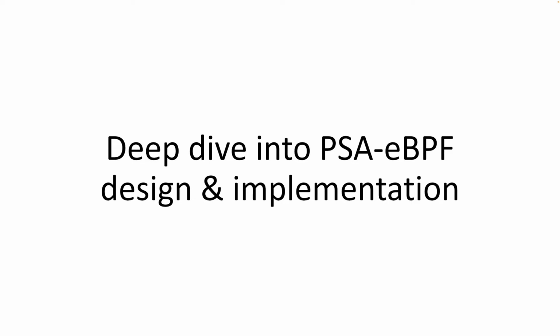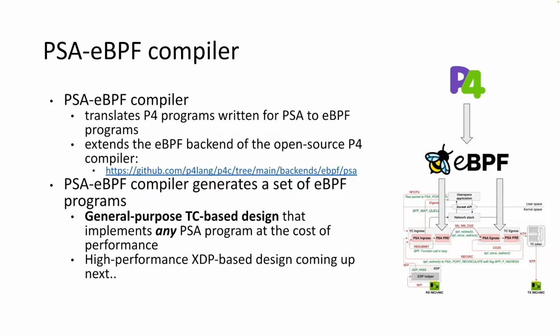Once I have introduced the background, let's move on to the design and implementation. In this section, I will give you a complete overview of PSA eBPF. First of all, the main component is the PSA eBPF compiler that translates P4 programs written for PSA to eBPF programs. In fact, the PSA eBPF compiler generates a set of eBPF programs that work together to implement the P4 pipeline. In this tutorial, we will focus on a so-called general-purpose TC-based design that implements any PSA program at the cost of a bit lower performance.